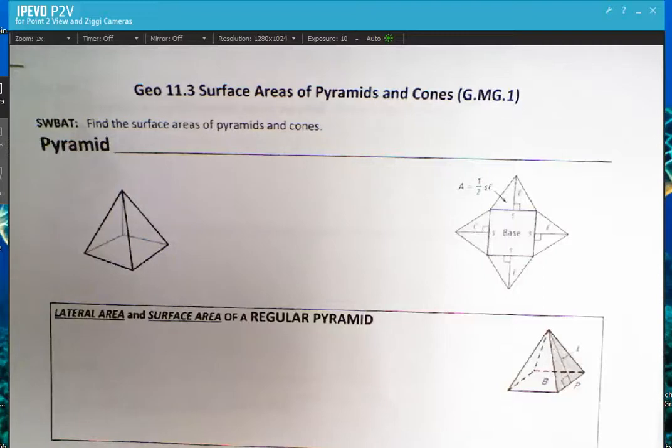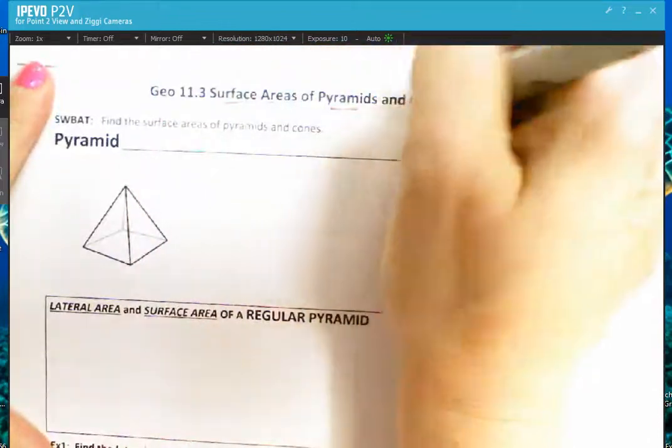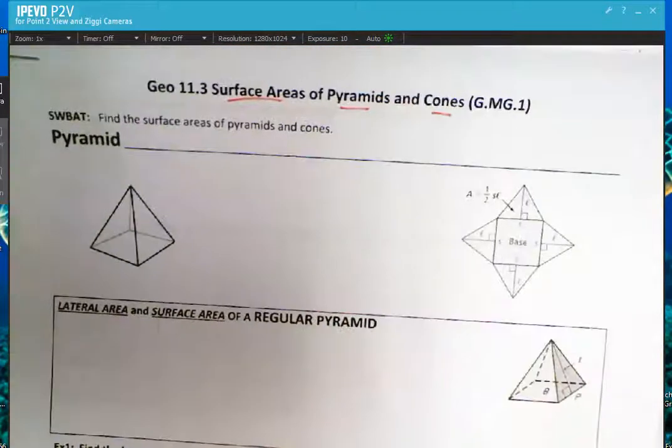Guys, we are going to look at surface areas of pyramids and cones today. So we've dealt with surface area in the last lecture, and we looked at cylinders and prisms. So today we're going to look at pyramids and cones.